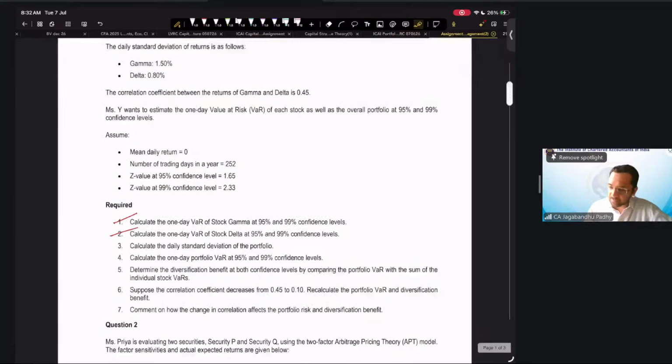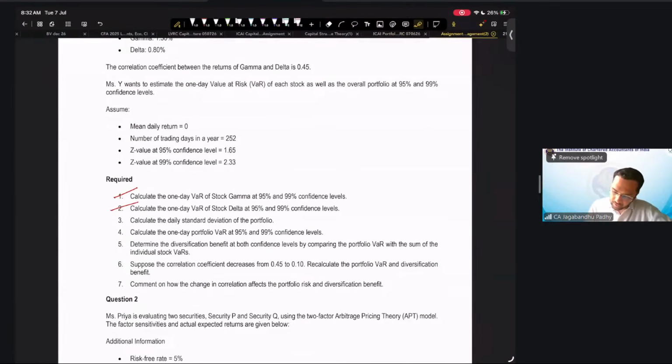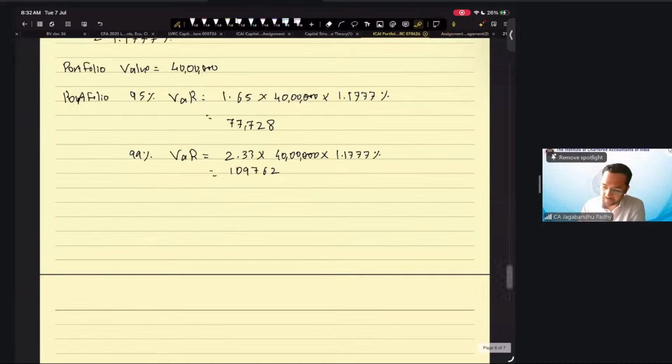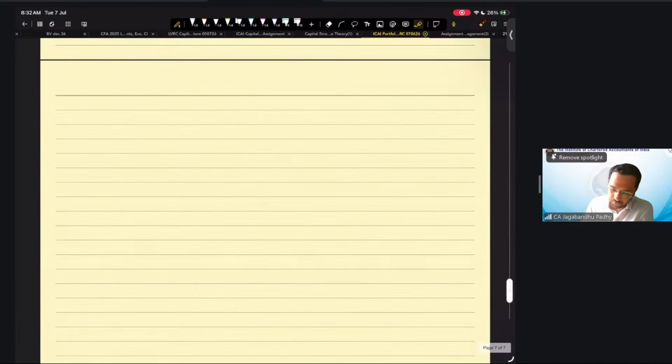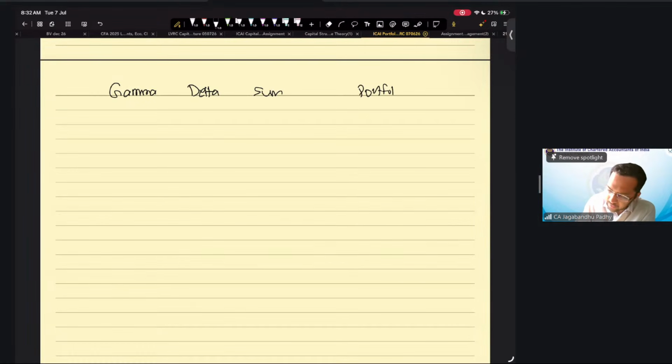Now, coming to the next part, the daily standard deviations are done, and calculating 1 day portfolio VAR is also done. Now we have to determine the diversification benefit at both confidence levels by comparing the portfolio VAR with the sum of individual stock VARs. So let us say gamma, delta, sum, and portfolio.